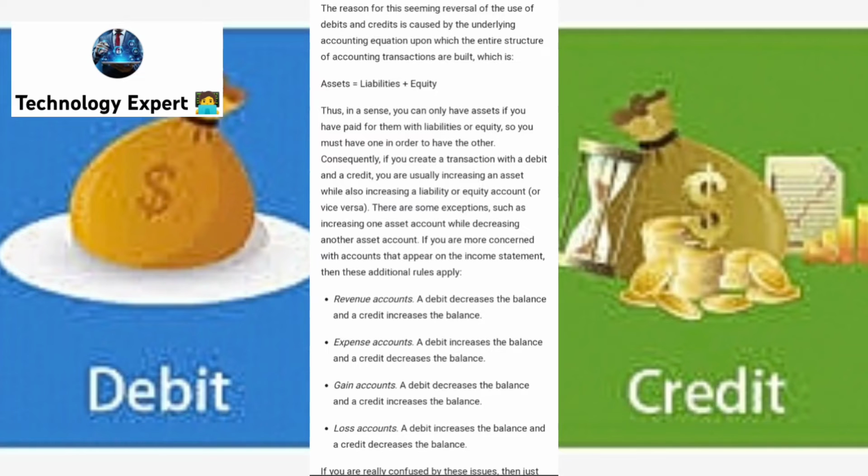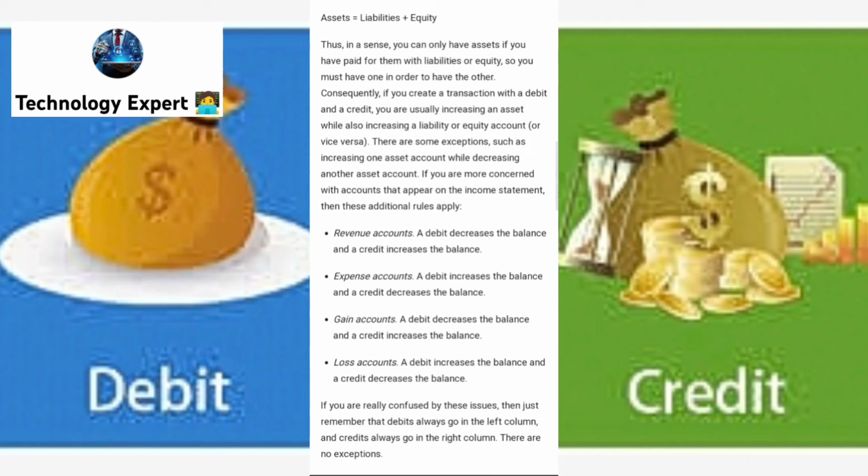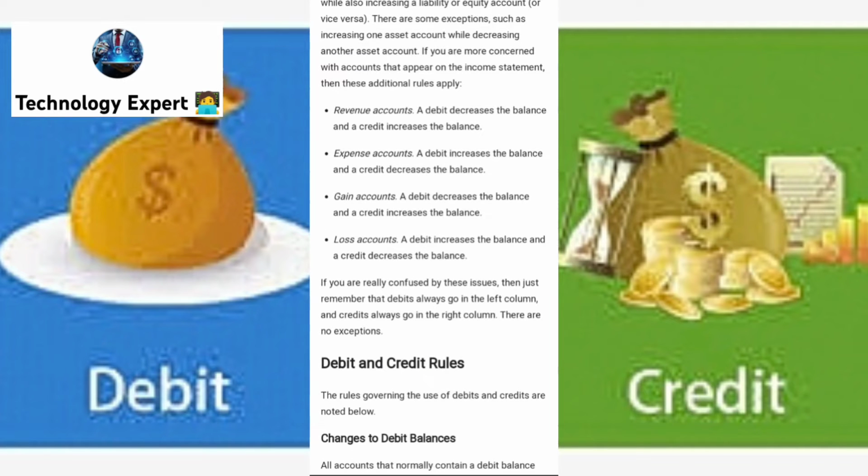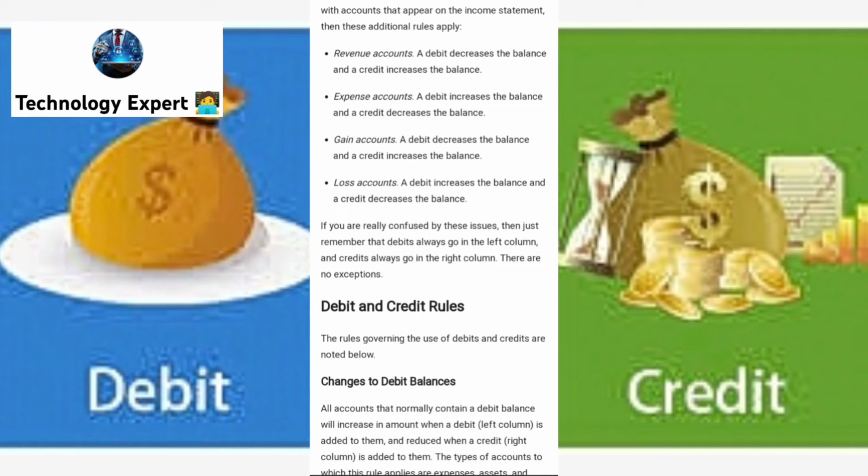If you are more concerned with accounts that appear on the income statement, then these additional rules apply. Here we have the revenue account: a debit decreases the balance and a credit increases the balance. Expense account: a debit increases the balance and a credit decreases the balance. Gain accounts: a debit decreases the balance, a credit increases the balance. Loss account: a debit increases the balance and a credit decreases the balance.